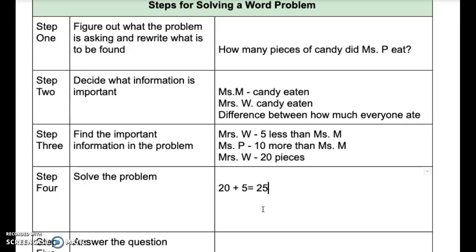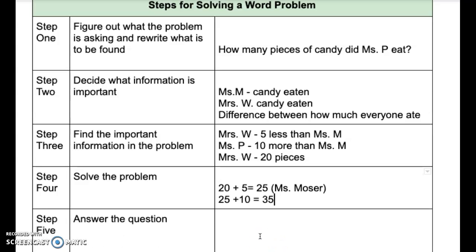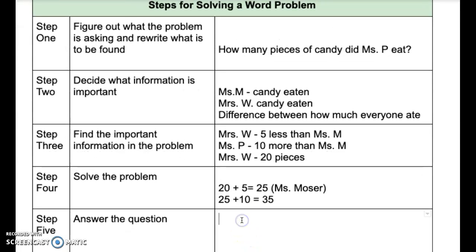Next, let's figure out how much I ate. So if we know that Miss Moser ate 25, and I ate 10 more, so Moser ate 25, and I ate 10 more, that means I ate 35 pieces. Perfect. Okay, so the answer is Miss P ate 35 pieces.